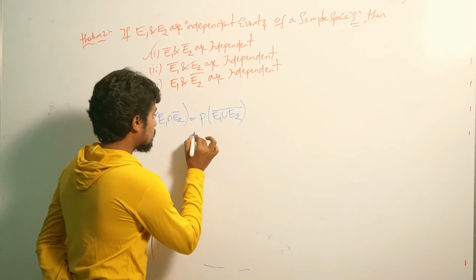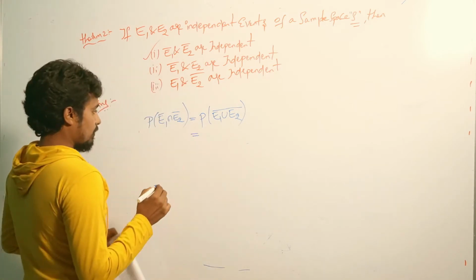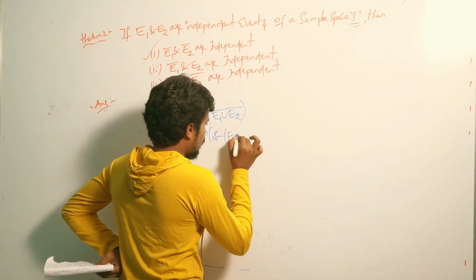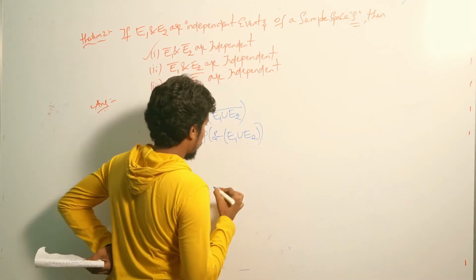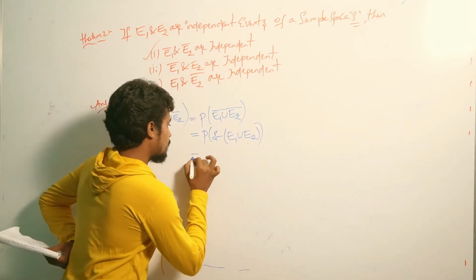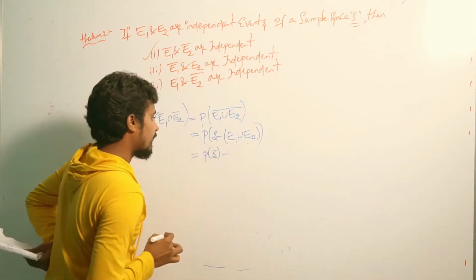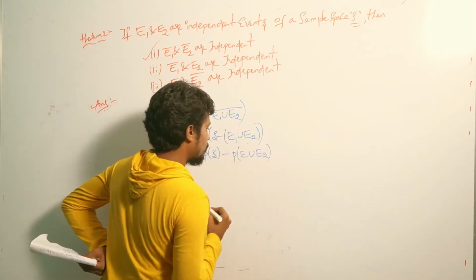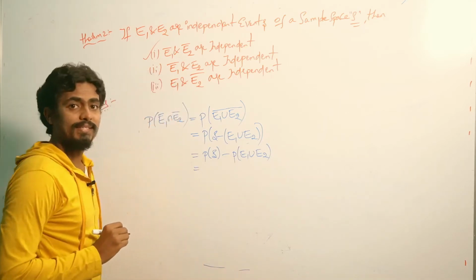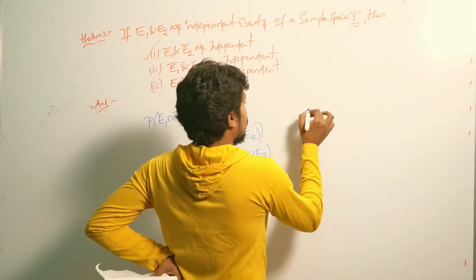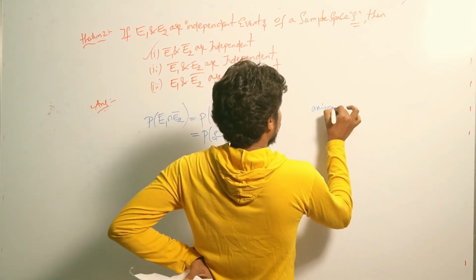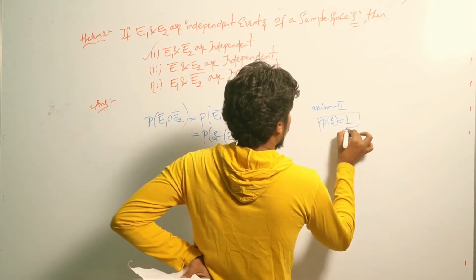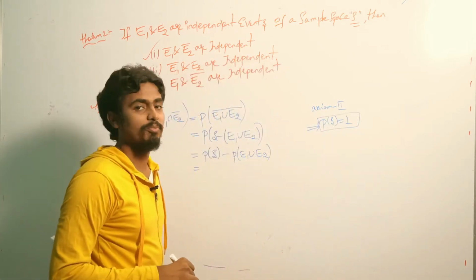Then how do you write this? This will be the P of S minus E1 union E2, right? This will be the P of S minus P of E1 union E2. You already know from axiom 2, the axioms of probability, P of S is equal to 1. I already told you in the axioms of probability. Please watch that lecture.